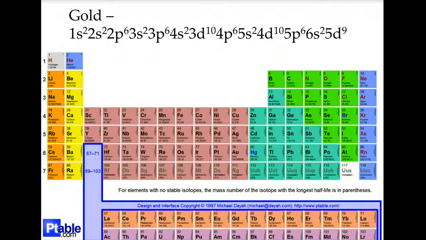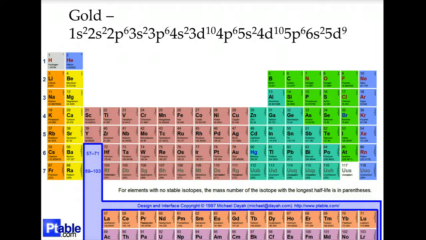Then we go back up to 4p6, and then down to the 5th row, 5s2. And we've already done 3d, so the next one would be 4d10. Even though it's in the 5th row, it's 4d10. And then 5p6, and then down to 6s2. And then if we count gold, it's the 9th element over, so it would be 5d9.